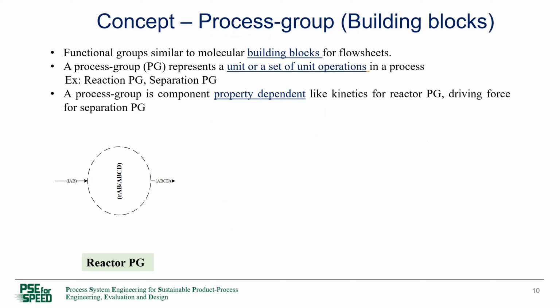So this is A plus B going to C plus D, no inert. So that immediately tells us that this is a reactor group. And how will a reactor group be connected to others? If we want to separate the exit of a reactor group, A, B, C, D, any separator unit that handles 4 compounds can take this and connect to the reactor group.